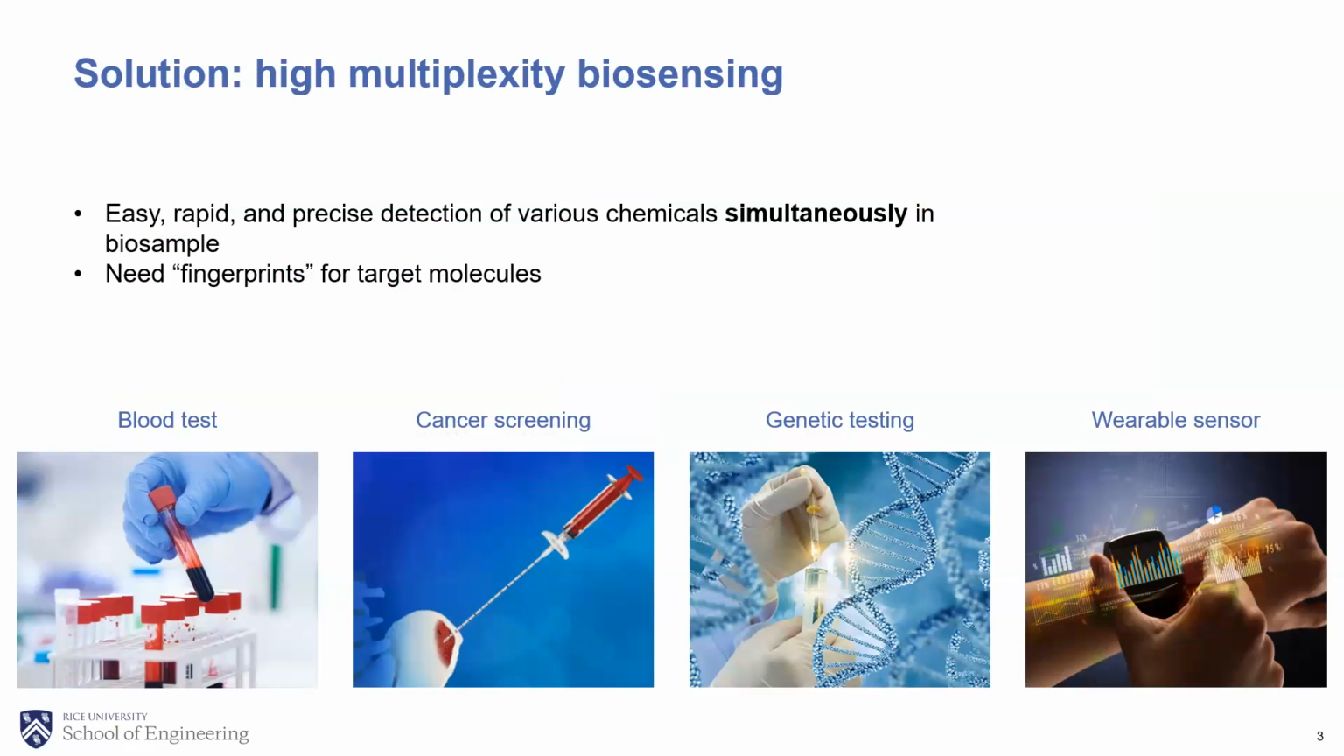So I think one of the solutions could be to develop a high multiplexity biosensing technique, because it can enable an easy, rapid, and precise detection of various target chemicals simultaneously in a biosample. This can also be used in blood testing, cancer screening, genetic testing, and wearable sensing. To enable high multiplexity biosensing, we need some kind of a fingerprint for the target molecules. And next slide, please.